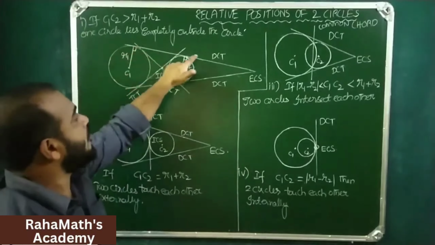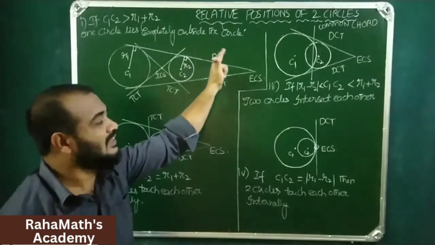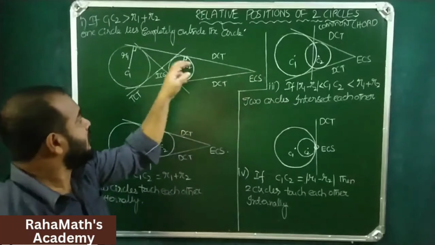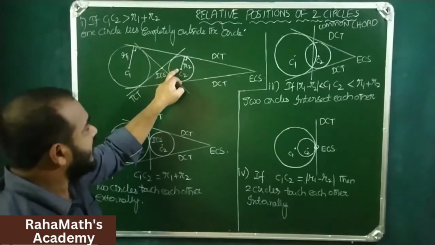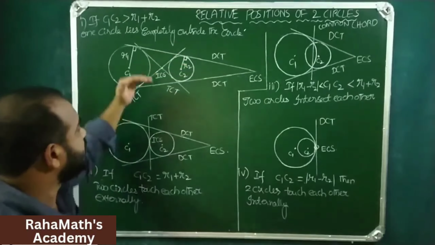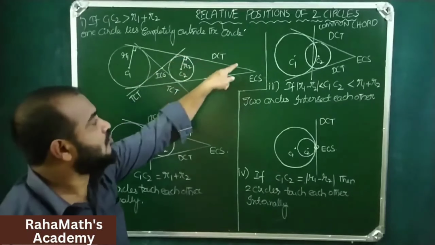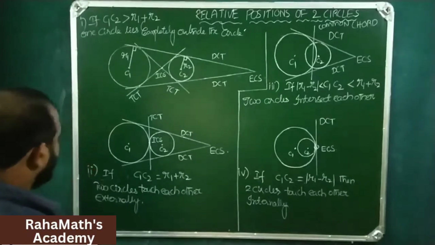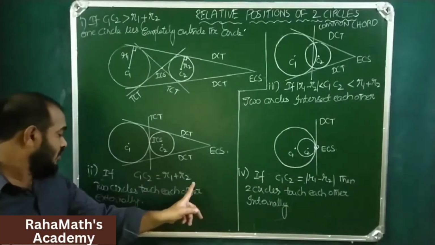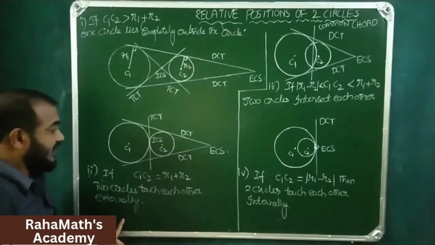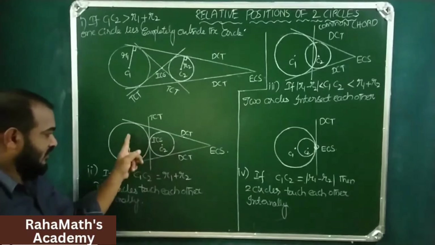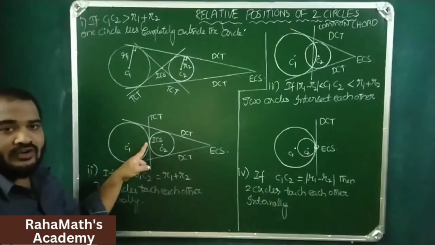As far as the direct common tangent is concerned, a direct common tangent is a line such that the two circles lie on the same side of it. That line is called a direct common tangent. Okay. And if C1C2 equals R1 plus R2, the two circles touch each other externally. So there are two circles, and they touch each other at this point of contact.